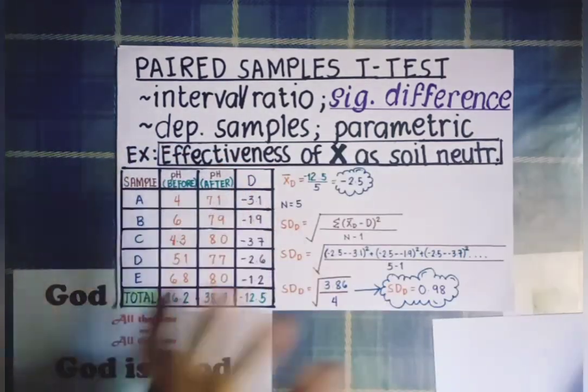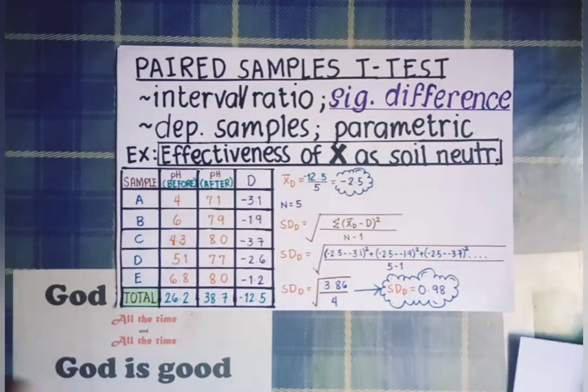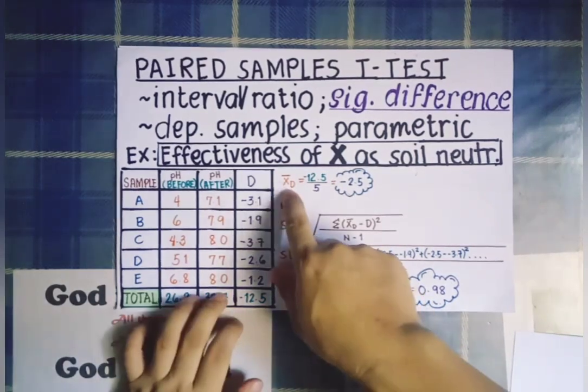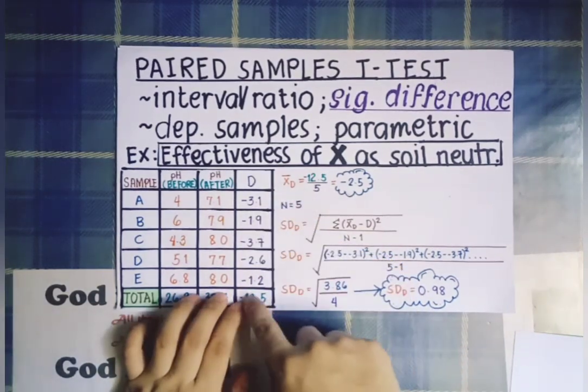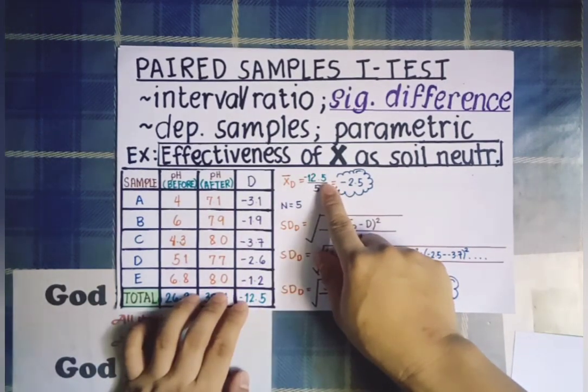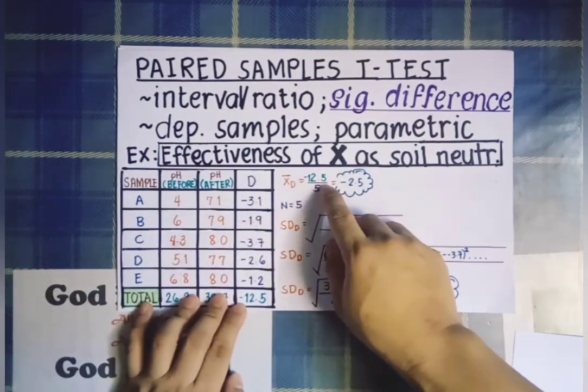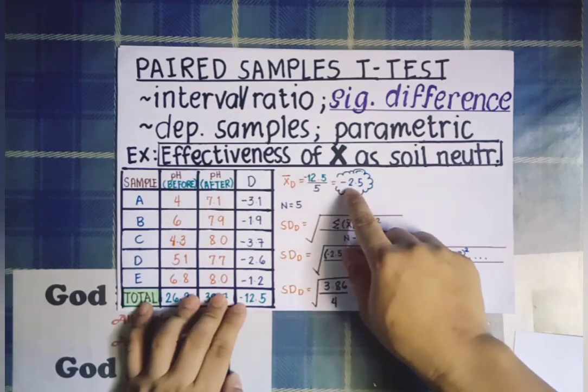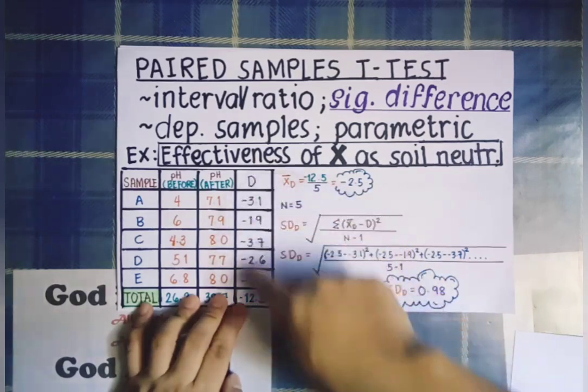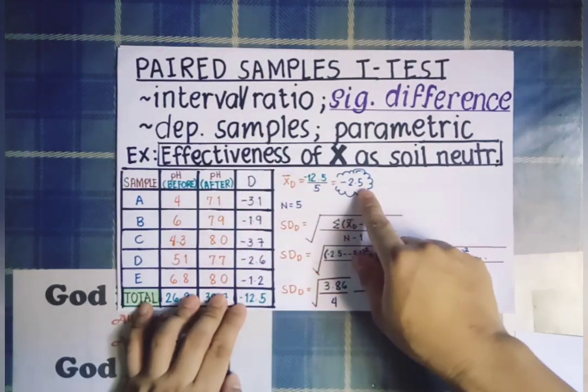So you already know how to get the mean of any values that we have. So we have here the mean for difference is equal to negative 12.5 divided by our sample size, which is 5. We have here 5 samples. So negative 12.5 divided by 5 is equal to negative 2.5. So the mean of this difference is negative 2.5.